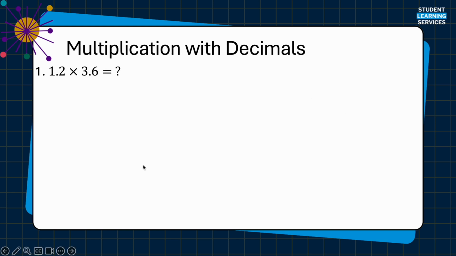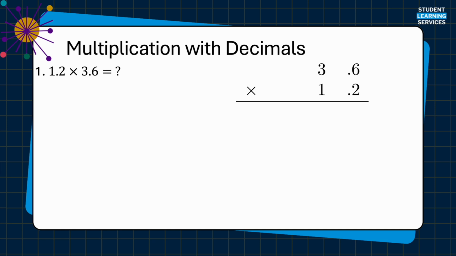Let's move on to multiplication with decimals. This is very similar to multiplying integers as well. Let's look at the first question. 1.2 times 3.6. For the setup, it would be the same as a normal multiplication. We do not need to align the decimal points for multiplication. I will just put 12 below because it's a smaller number and 36 above.